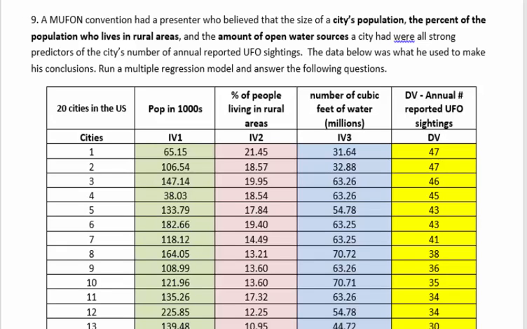We're going to try to predict how many UFO sightings are reported based on the population of the city in thousands, what percent of the people live in rural areas, in other words, that live away from the city, and the number of cubic feet of water. So this guy is assuming that it depends on how big a city is people-wise, what percent of the people live in the country, and how much water a place has, and that all will predict how many UFO sightings are going to be reported.